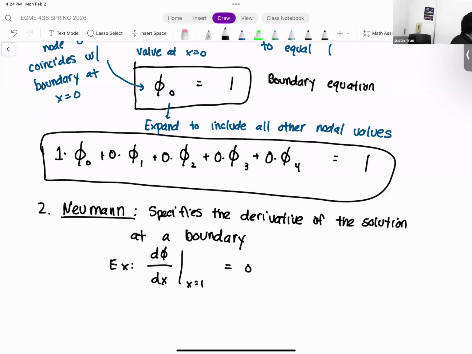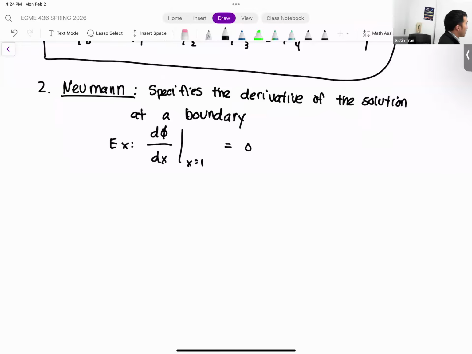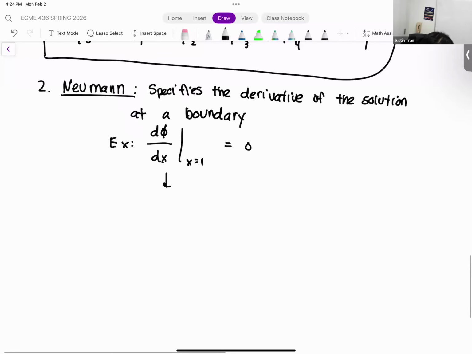it's not as straightforward as Dirichlet in the sense that we can't just directly specify the phi. But if you look at our Neumann boundary condition, we have a derivative. In this case, it's a first order derivative. We already have a tool to transform derivatives into algebraic expressions, which is finite differences. Now, it's not going to be the same finite difference scheme we used for the governing equation, right?